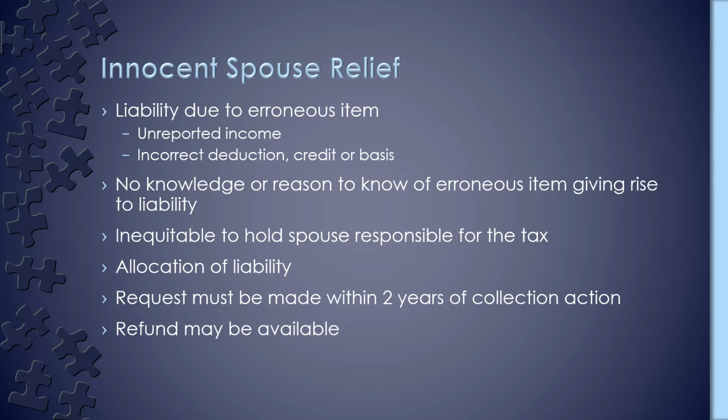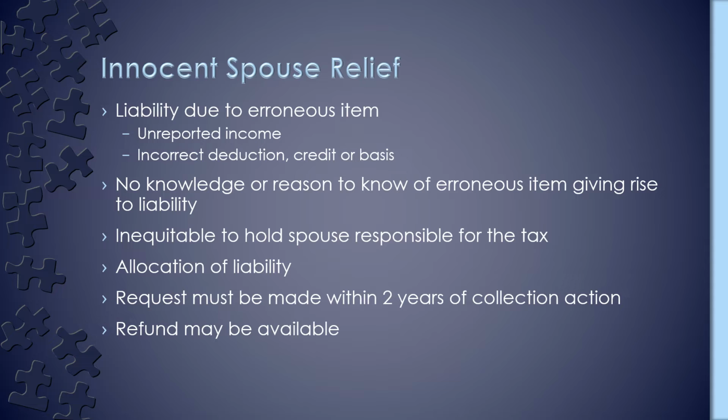That's where you're seeking to be relieved of liability due to a spouse's erroneous item. Now, it could be item or items, but those are things like unreported income or incorrect deduction, credit, or basis in an asset. And what happens is there is a tax liability due to an audit, or maybe where there's a return filed and it creates this tax liability. You are now seeking to be relieved of it.